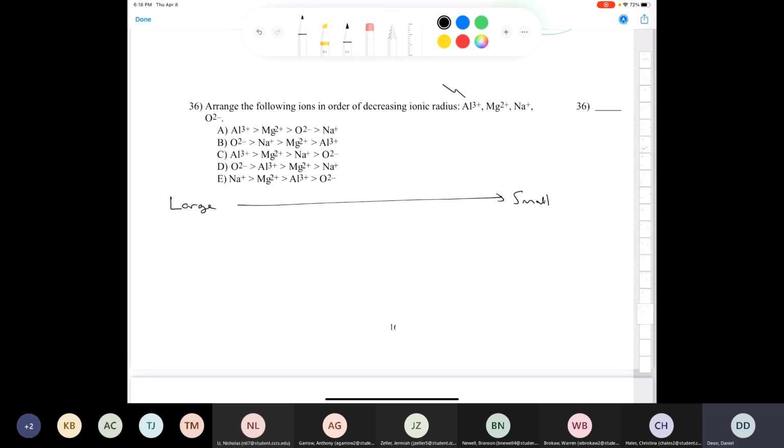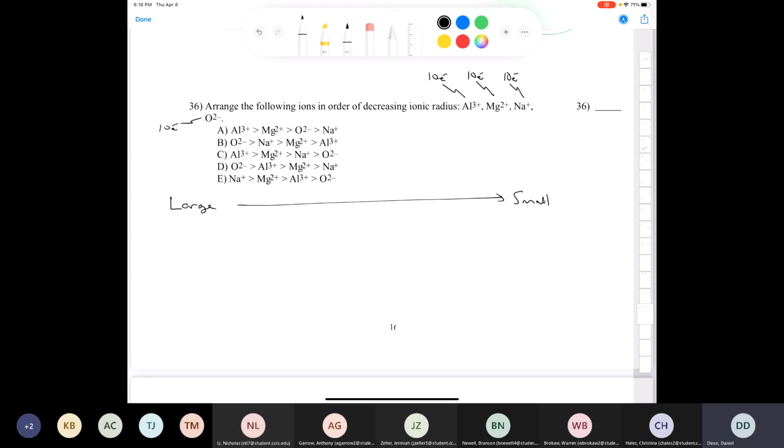If I look at aluminum, aluminum is element number 13. If I have aluminum 3+, it's going to have 10 electrons. Magnesium is element number 12. If it's magnesium 2+, it's going to have 10 electrons. Look at this. Sodium is element number 11. Sodium plus is going to have 10 electrons. And you can probably see where I'm going with this. Oxide is element number 8. I add 2 electrons. I've got 10 electrons.